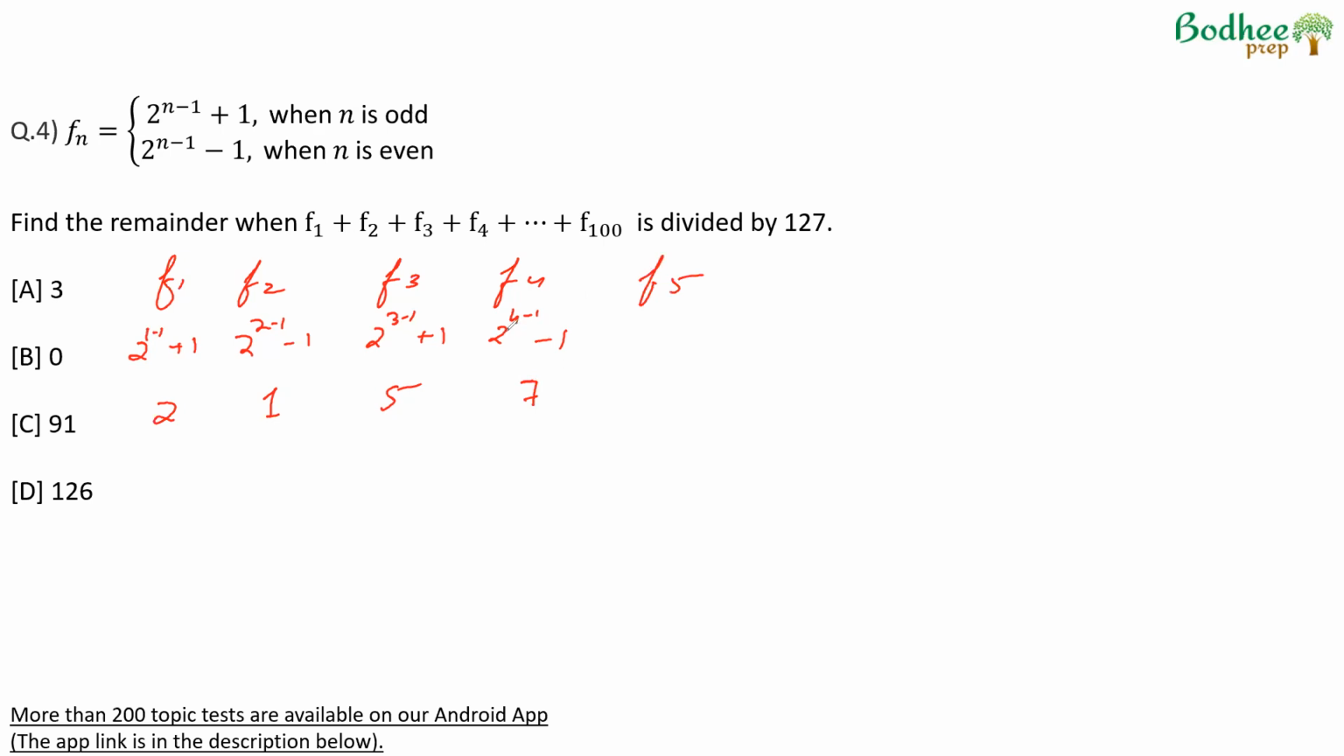F5 will be 2 raised to power 5 minus 1 plus 1 because it is odd. So 16 plus 1 is 17. Then 2 raised to power 6 minus 1 minus 1, which is 31, and so on. 2, 1, 5, 7, 17.